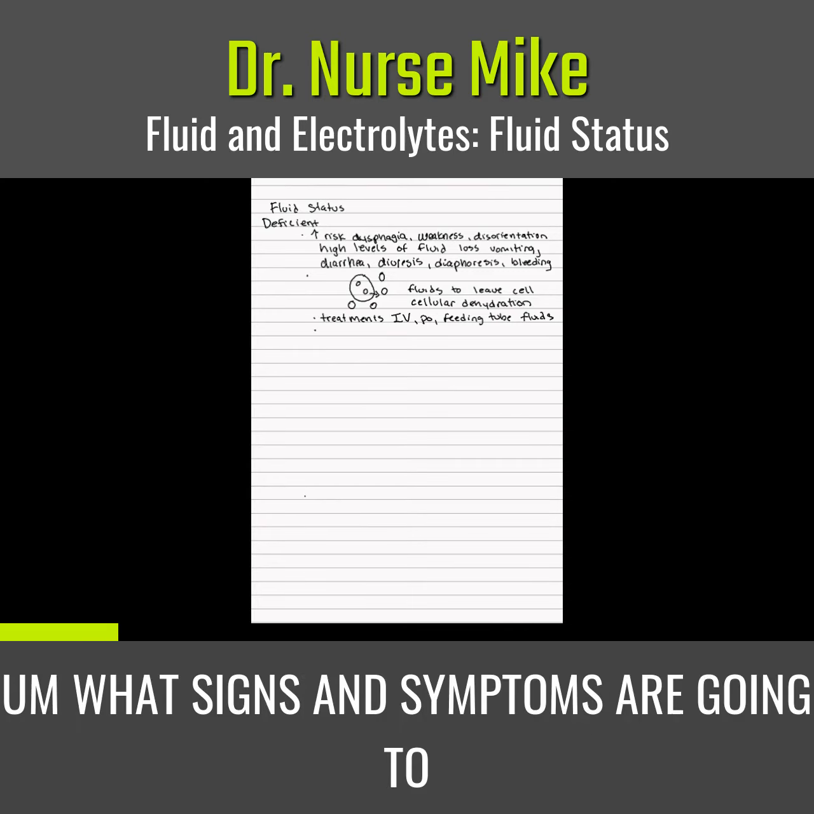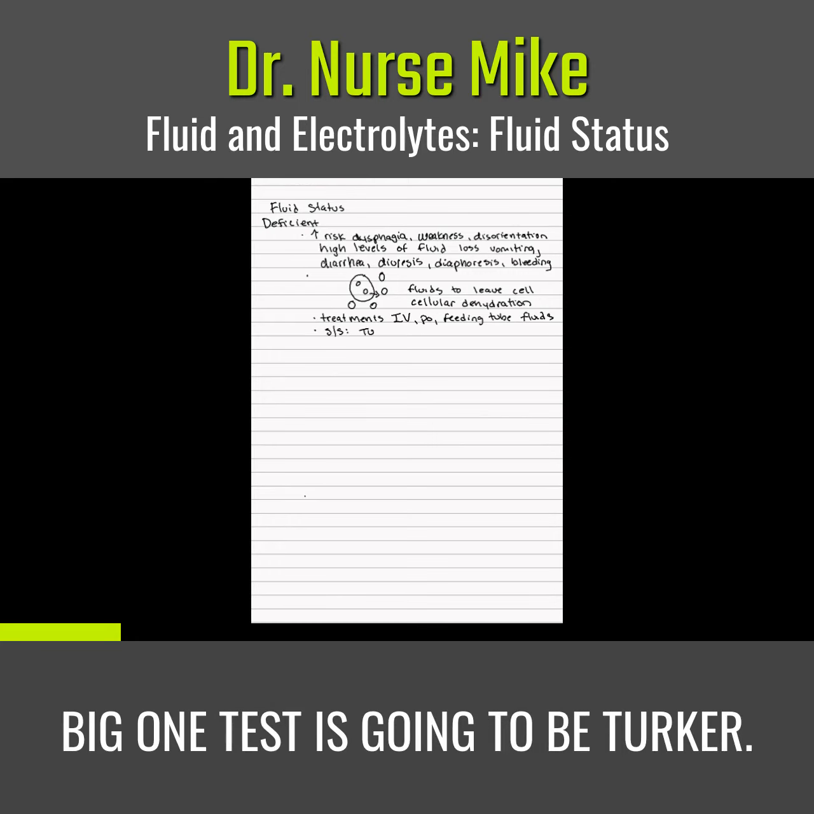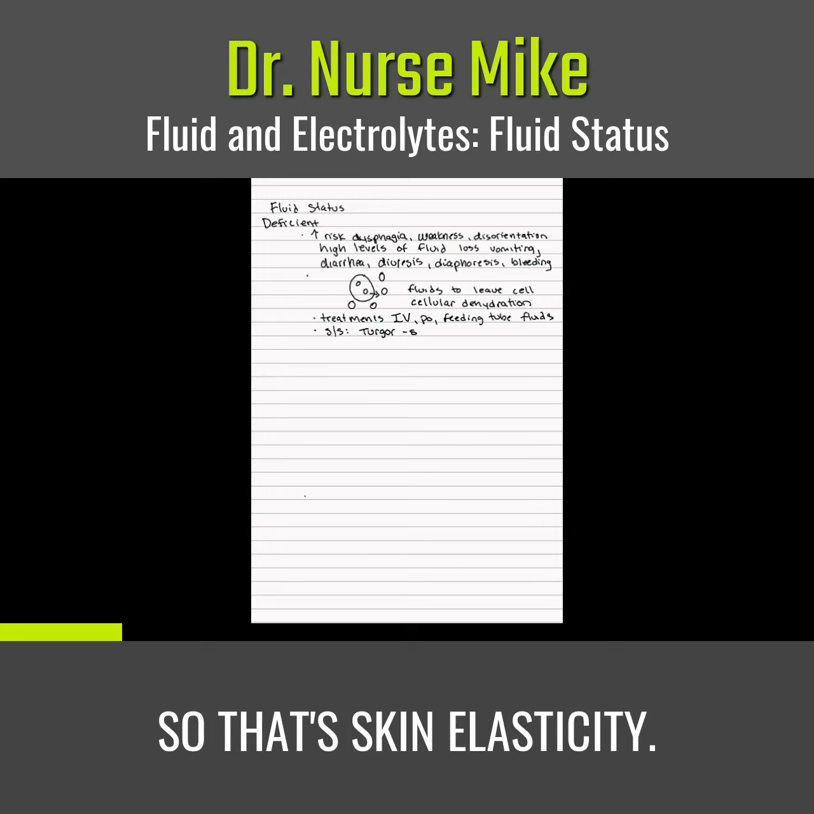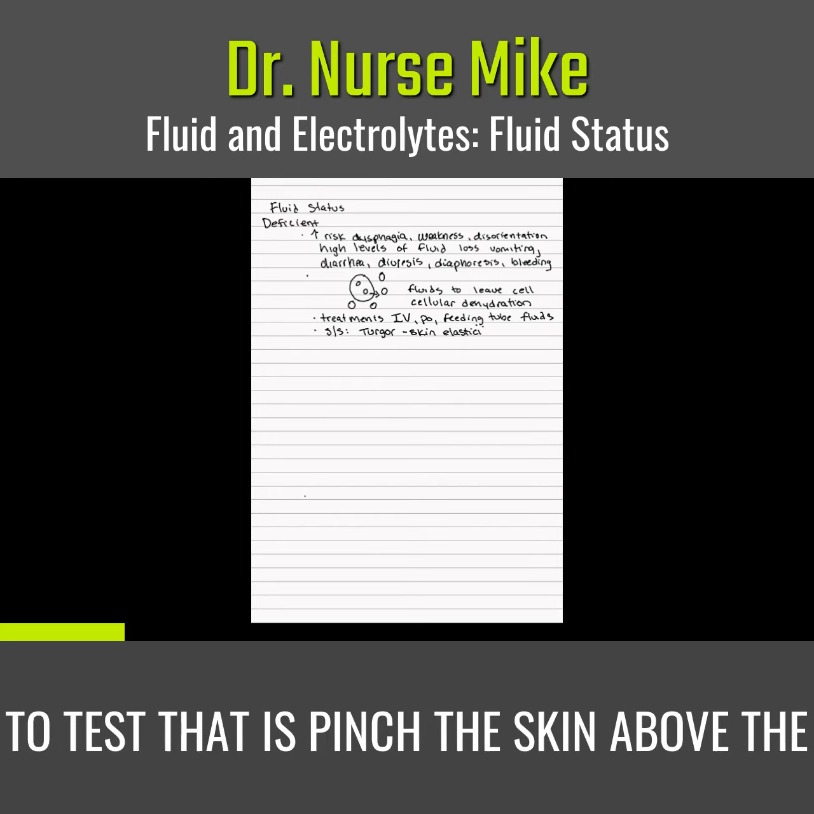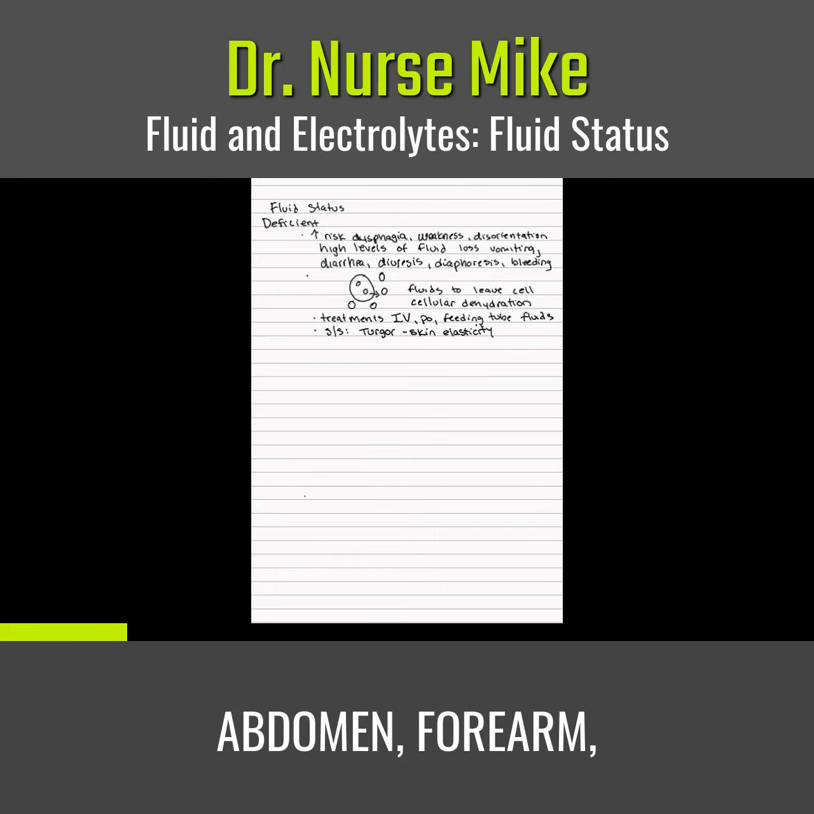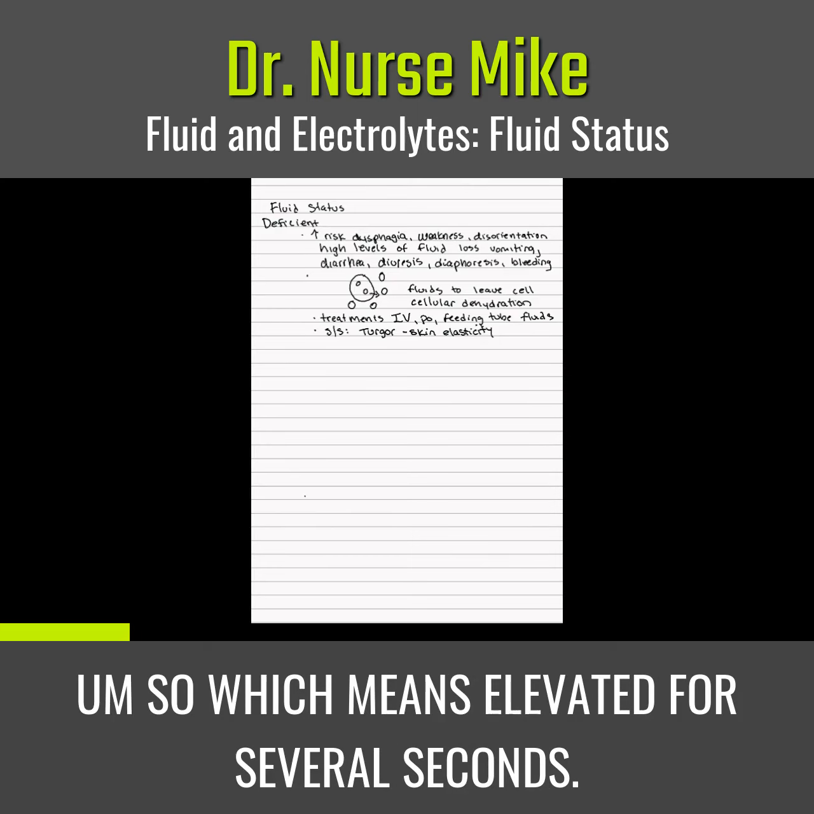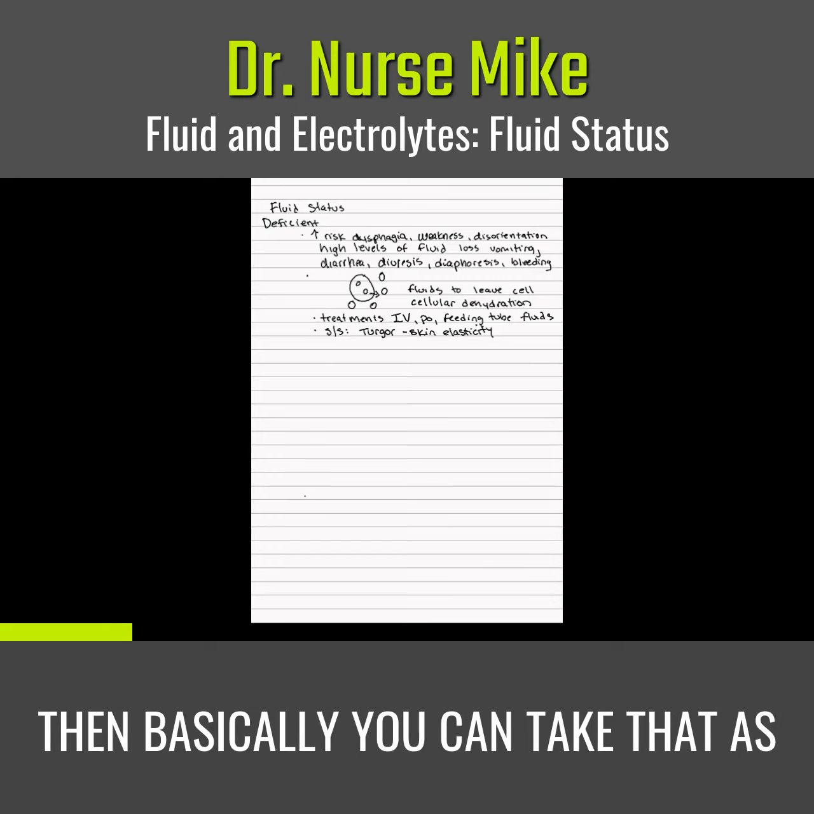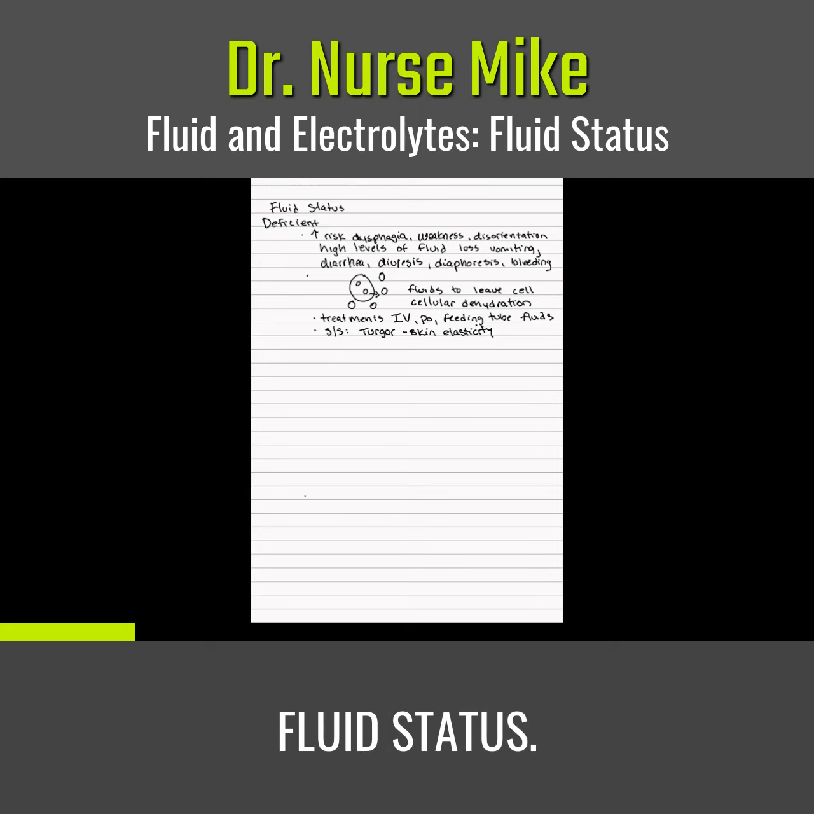What signs and symptoms are you going to look for? Big one is going to be turgor, so that's skin elasticity. And basically what you're going to do to test that is pinch the skin above the abdomen, forearm, clavicle, or thigh, and if it stays tented, which means elevated for several seconds, then basically you can take that as a positive test that they have a deficient fluid status.